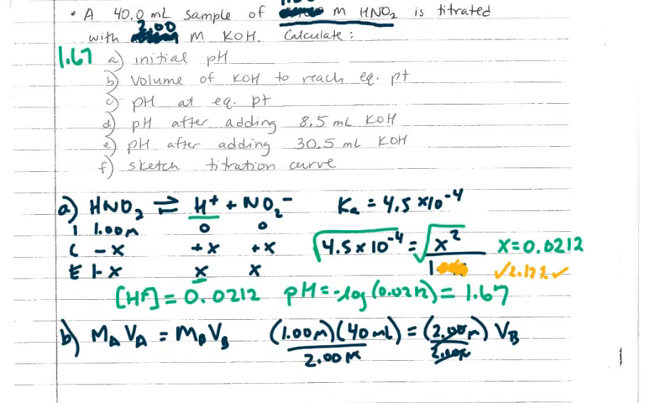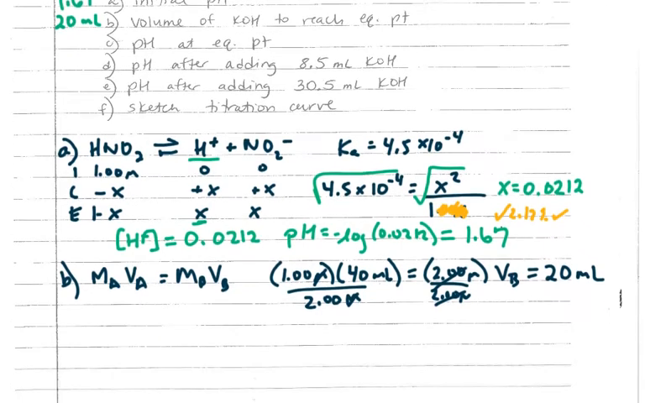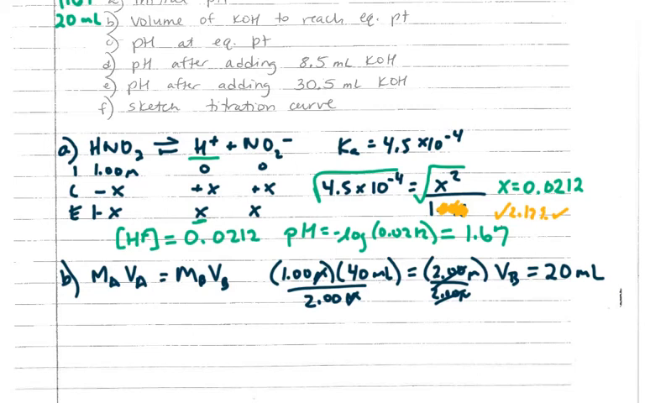This cancels out, and 40 divided by 2 is 20. So the math is, you can do that in your head there. So the volume that we need to reach the equivalence point is 20 milliliters. Technically it's 20.0, we should have 3 sig figs. All right, Part C is to calculate the pH at the equivalence point.